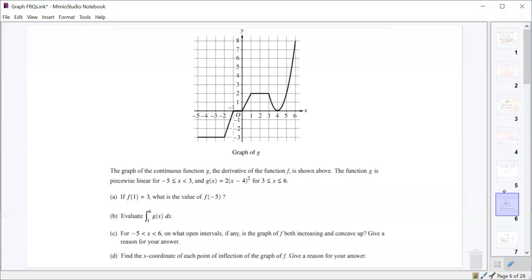All right. This was the second one I asked you guys to do. Let's see if I can get up the scoring guidelines for this quickly. If not, we'll just start doing it and I'll figure it out eventually. So we get some more information here. We've got a parabola this time, and then a bunch of linear pieces. Piecewise linear from -5 to 3, and then this parabola 2 times (x minus 4) squared from 3 to 6. They tell us that f of 1 is 3. We want to find the value of f of -5.